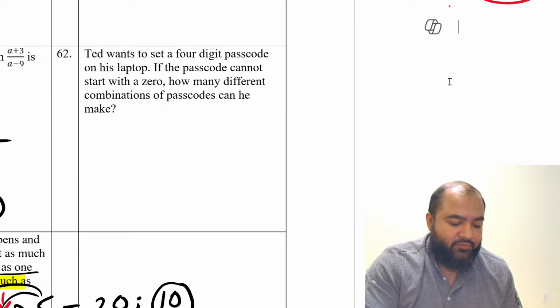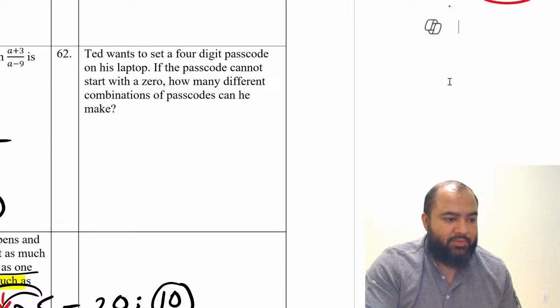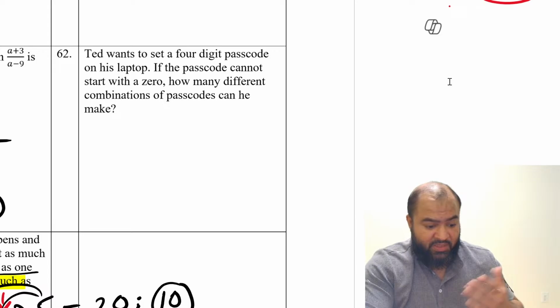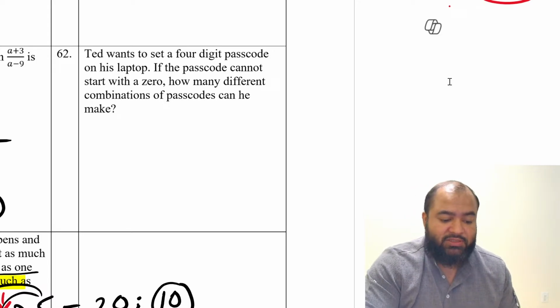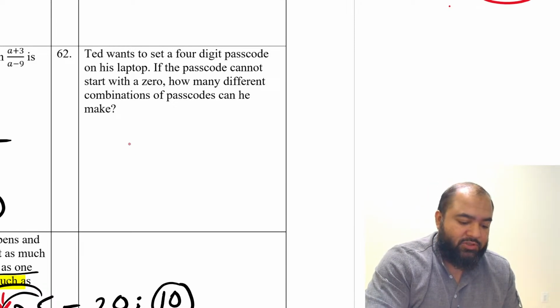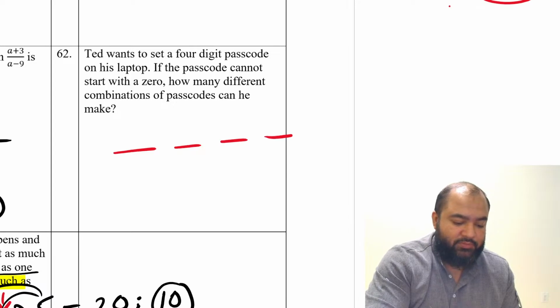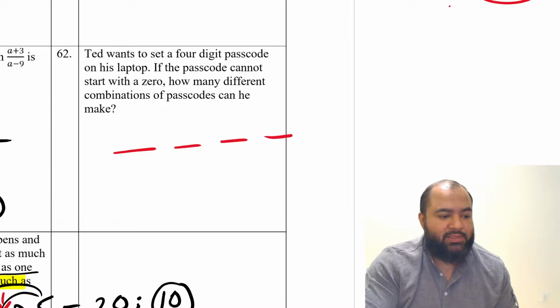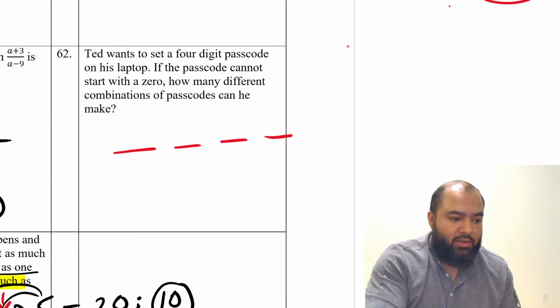Ted wants to set a 4-digit passcode on his laptop. Now, if the passcode cannot start with 0, how many different combinations of passcodes can he make? All right. Now, what happens, Ted wants to make a 4-digit passcode. How many digits are there in the world, guys? There are 10, right? 0 to 9.